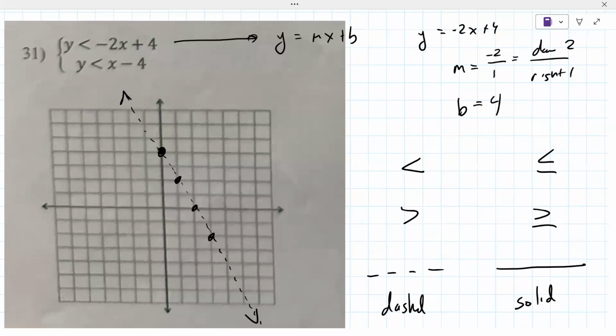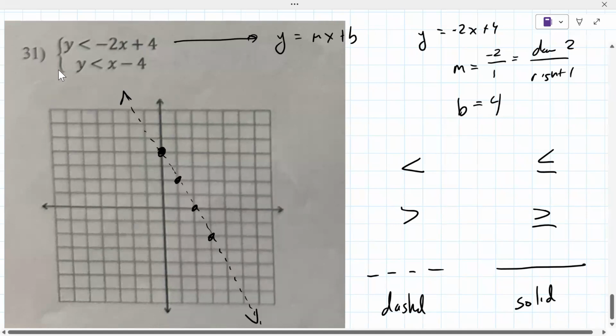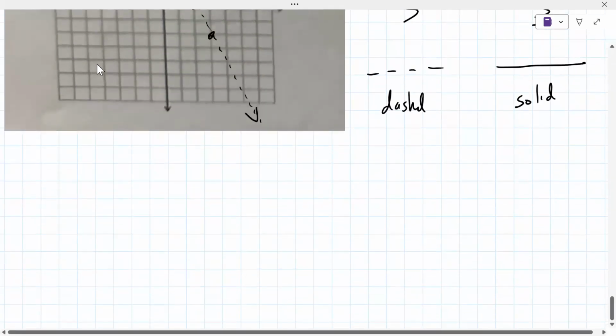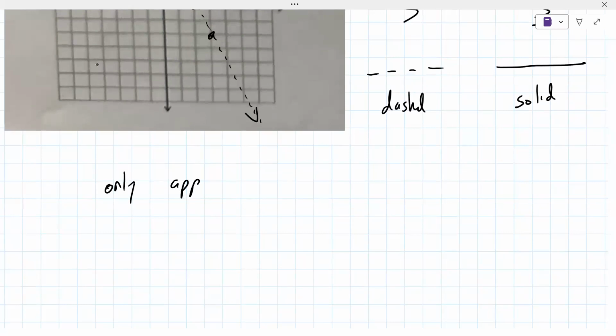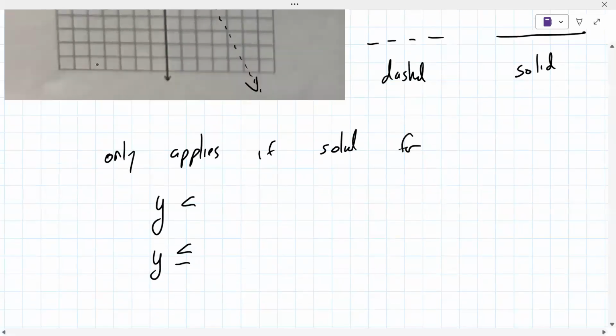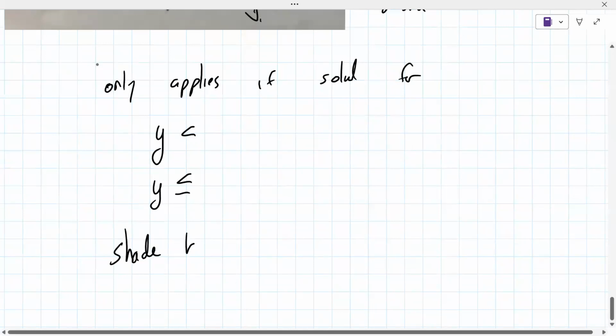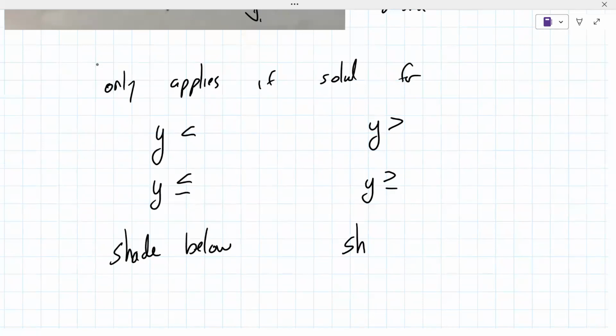Now, next thing, super important: this only applies when you have solved it for y, which means it might be worth solving it for y. If it's y less than or y less than or equal to, this means to shade below. Y greater than or equal to means to shade above. So we shade below.